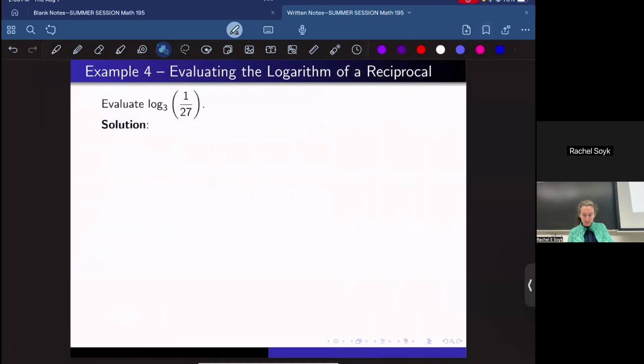Let's do another example. We have log base 3 of 1 over 27. So 3 to what power gives you 1 over 27? Well, 1 over 27 is a fraction, which means you know that this exponent is going to be negative. But what power with that base 3 gives you 27? Yes, exactly, 3. So our answer is negative 3.